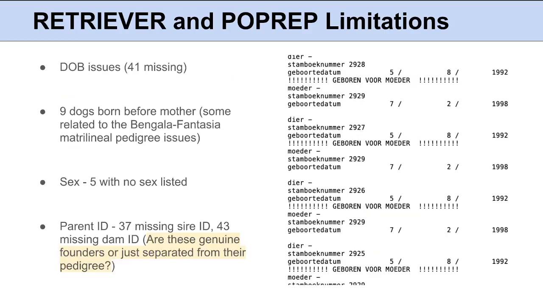Additional limitations are there are issues with our data. So I found that there were at least 41 dogs missing a date of birth. Some dogs were born before mothers, as you can see in the error messages I got from Retriever on the right. Some dogs had no sex listed, and sometimes the programs can't figure out what they are. And parental IDs, some were missing sire IDs, some were missing dam IDs, and it's not clear whether these are genuine founders in the de-identified forms, or if they got separated from the rest of their pedigree.